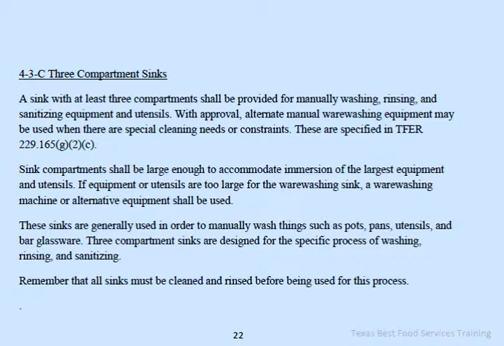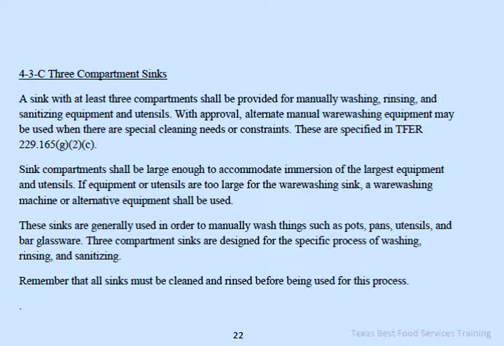3-compartment sink. A sink with at least 3 compartments shall be provided for manually washing, rinsing, and sanitizing equipment and utensils. With approval, alternative manual warewashing equipment may be used when there are special cleaning needs or constraints. And you can look these up in the TFER in that section. Sink compartments shall be large enough to accommodate immersion of the largest equipment and utensils. If equipment or utensils are too large for warewashing sinks, a warewashing machine or alternative equipment shall be used.